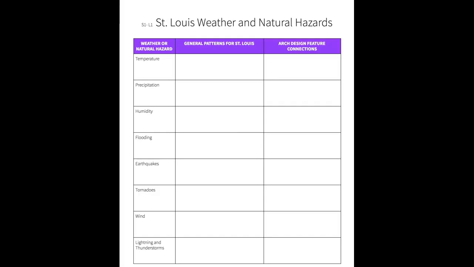When they head back to their St. Louis Weather and Natural Hazards handout, they might put that the St. Louis Arch was made out of stainless steel because St. Louis experiences a decent amount of precipitation each year. Since the arch will be getting wet because of our precipitation in St. Louis, the stainless steel protects the arch from rusting.